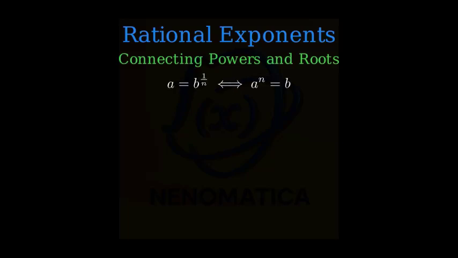We define a raised to the power of 1 over n as follows. a equals b to the power of 1 over n if and only if a to the power of n equals b. For example, we can say that 2 equals 8 to the power of 1/3 because 2 to the power of 3 equals 8. Take a moment to think about this. Can you find the value of 27 to the power of 1/3?